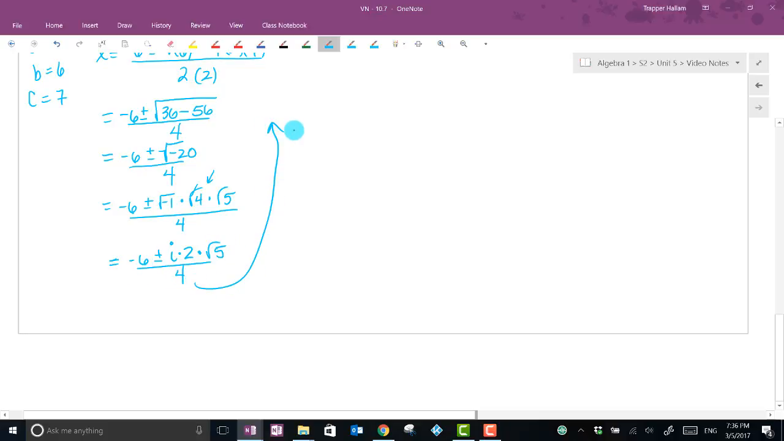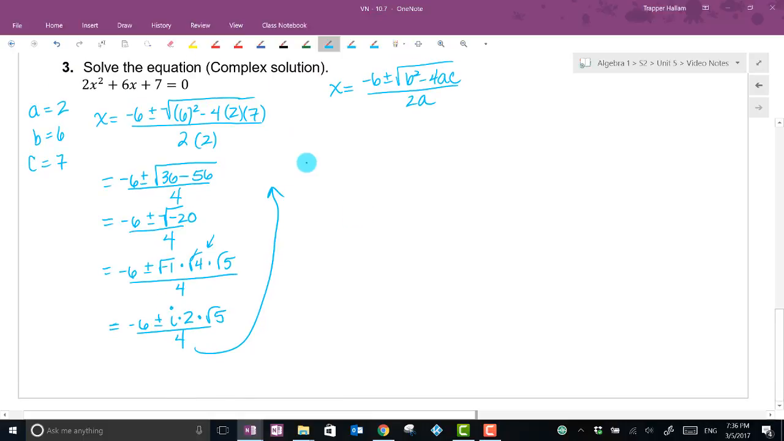I do like to show all of my steps. All right, so negative 6 again, plus or minus 2 times i times the square root of 5 is 2i square root of 5, all over 4. Now, before we split these up into 2, let's just go ahead and look at how that worked before. We were able to reduce both of these. So let's go ahead and do that reduction here now.